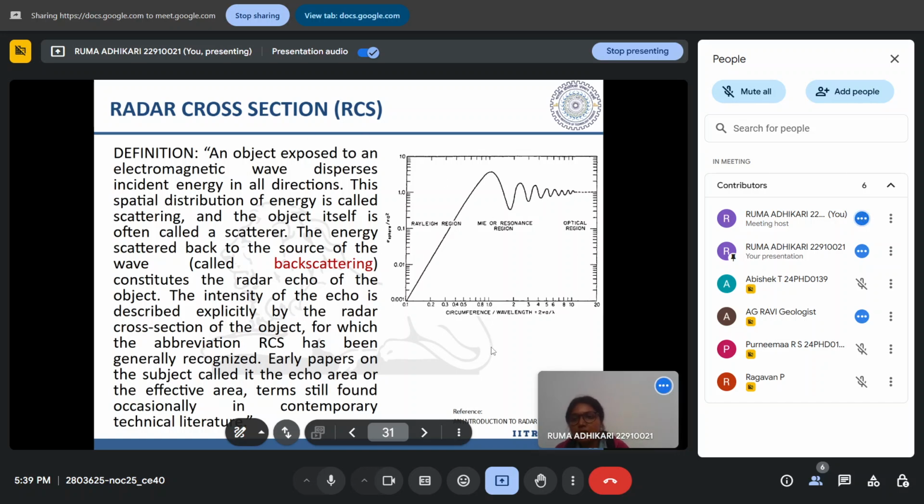And the definition is: an object exposed to an electromagnetic wave disperses incident energy in all directions. This spatial distribution of energy is called scattering, and the object itself is often called a scatterer. The energy scattered back to the source of the wave, called backscattering, constitutes the radar echo of the object. The intensity of the echo is described explicitly by the radar cross-section of the object, for which the abbreviation radar cross-section has been generally recognized. It is also sometimes called echo area or effective area.